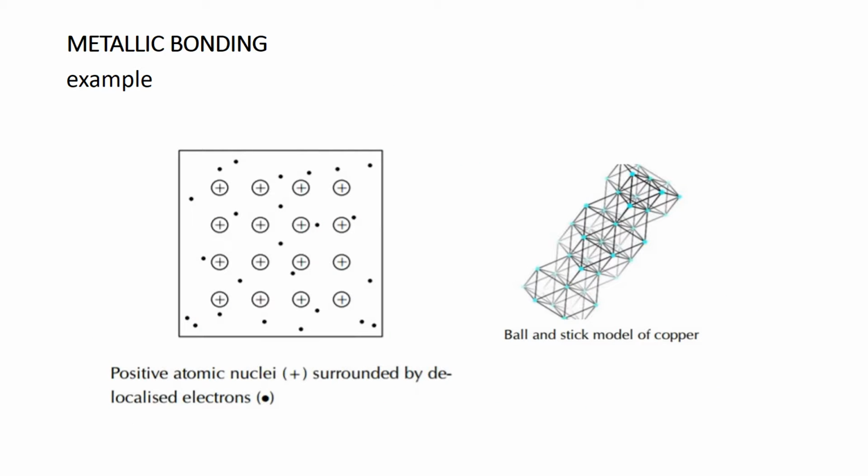So this is an example of what I was talking about. We have the positive atomic nuclei, and it is surrounded by delocalized electrons. As you can see, the electrons are moving around these atomic nuclei. And the diagram on the right is a ballistic model of copper. It is the result of these delocalized electrons around the positive atomic nuclei. So at the end, we get structures like this, structures that are packed together as a result of these delocalized electrons moving around the atomic nuclei.